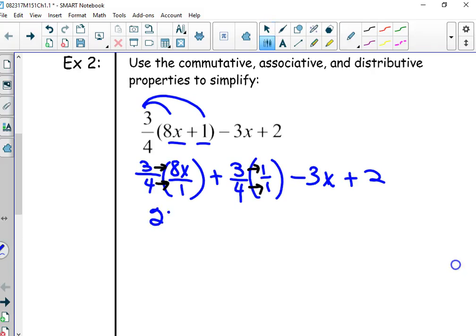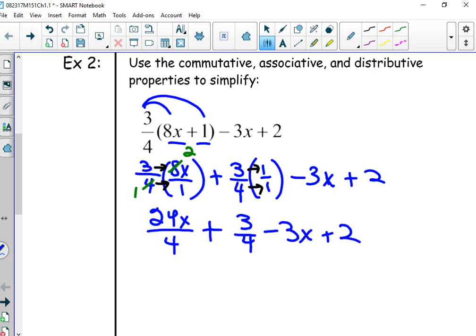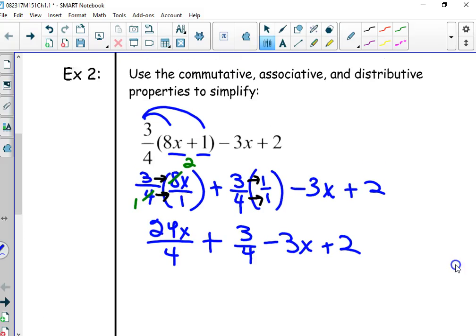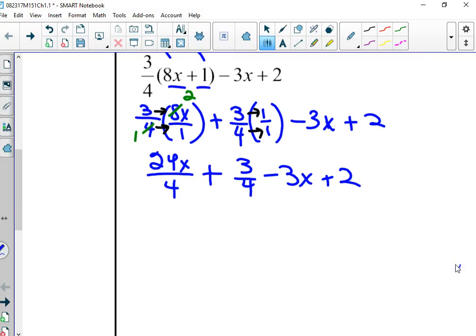Now, when I do that, I get 24x over 4. Now, that'll simplify to 6. I could have done that here by cross-reducing first. So that multiplication would have given me 6 over 1. But I'll just reduce it there. And then plus 3/4 minus 3x plus 2. So what I'm going to do is I'm going to simplify that 24x divided by 4, and I'm going to move the x term close to it. So this turns into 6x.